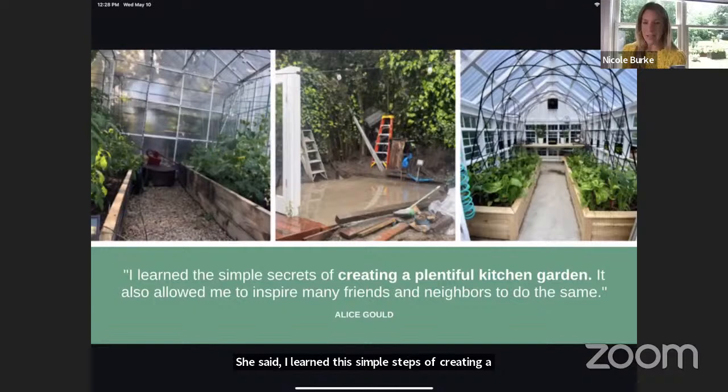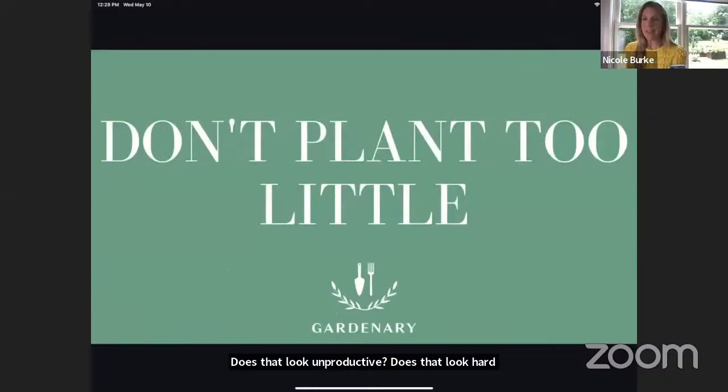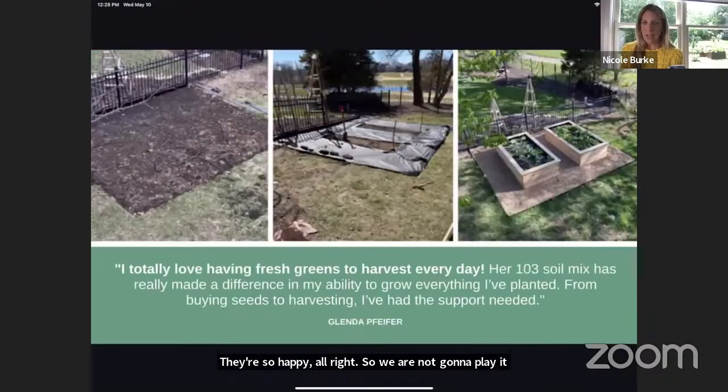Do y'all see all the plants in her bed? Does that look boring? Does that look unproductive? Does that look hard on those plants? No, they're so happy. All right, so we are not going to plant too little, right? Everybody agree? I will no longer plant too little.